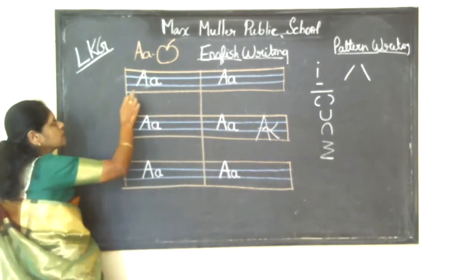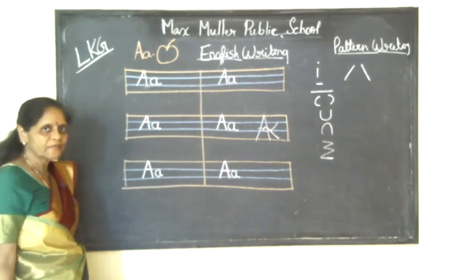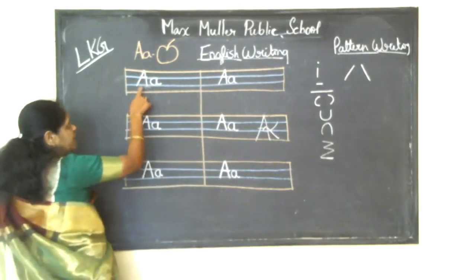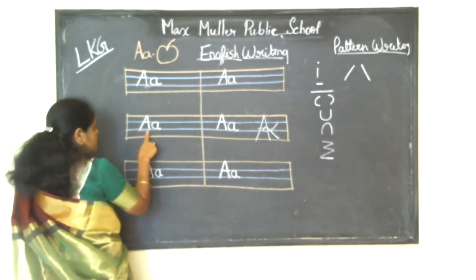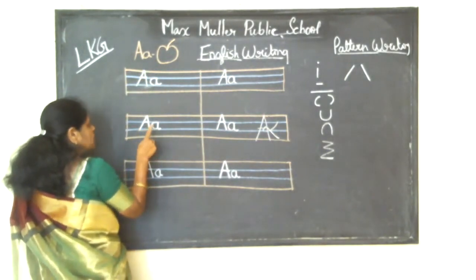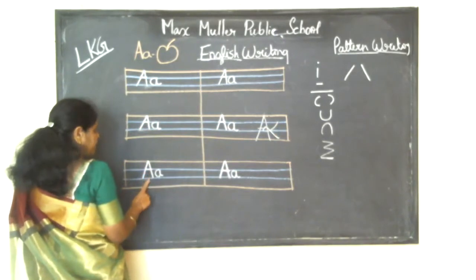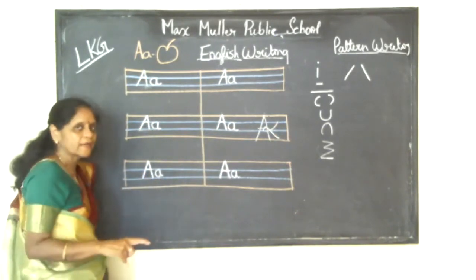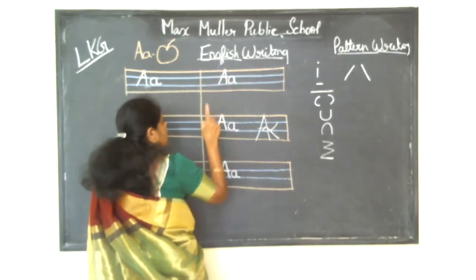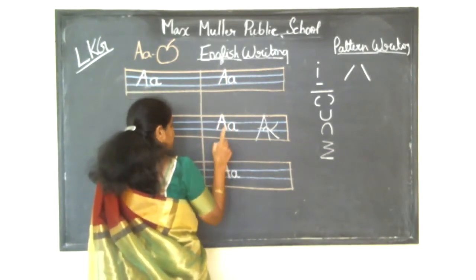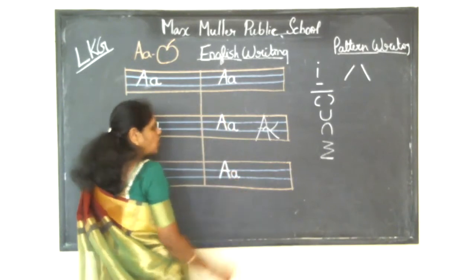Okay? Now repeat. A for apple. Capital A, small a. Repeat, children. Say what I am saying. Capital A, small a. Again repeat. Capital A, small a.